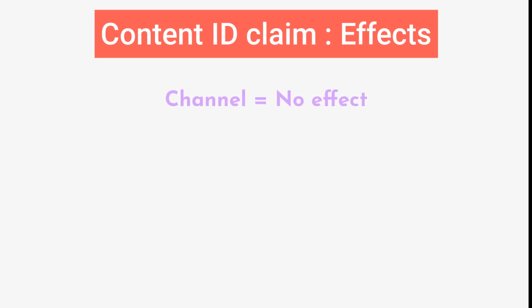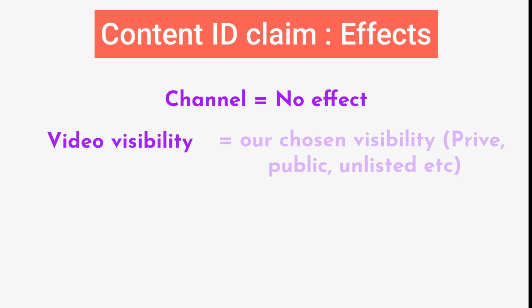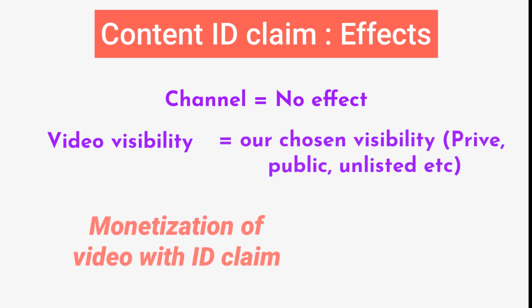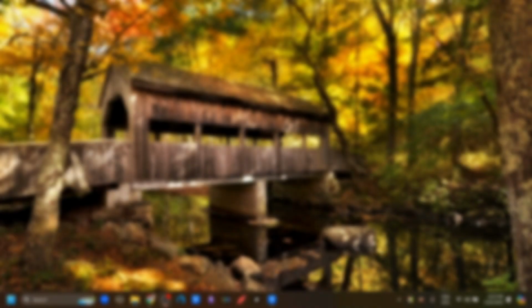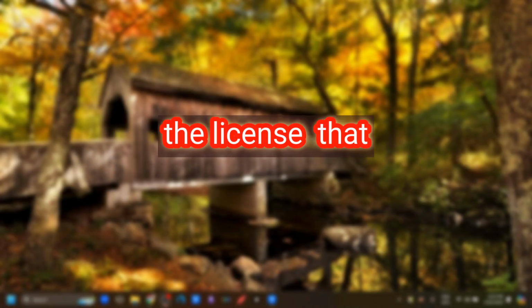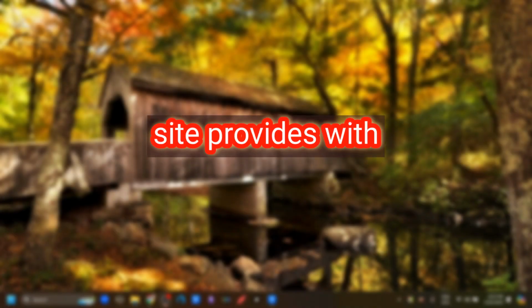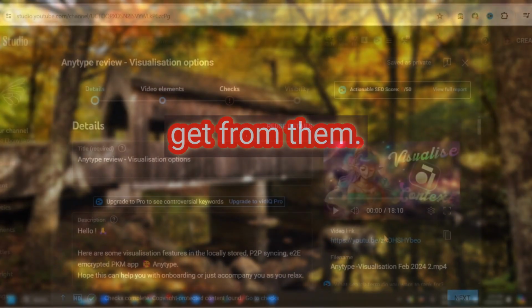A content ID claim will not cause the takedown of our channel. Our videos can also be published to the public. People can see our video. We just cannot monetize the video until the copyright ID claim has been resolved. So we can of course dispute this claim. The thing that is most necessary for the process I am showing is having the license that the stock media site provides with the media that we get from them.